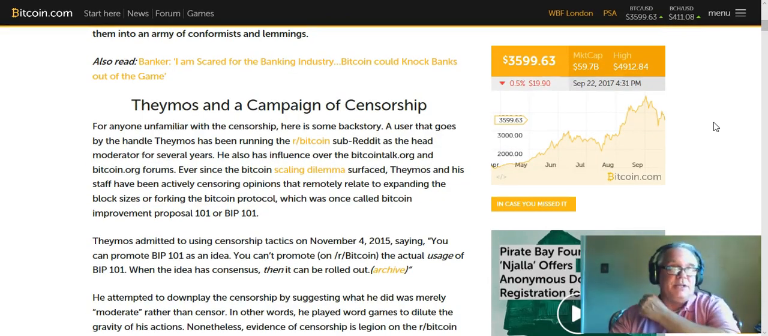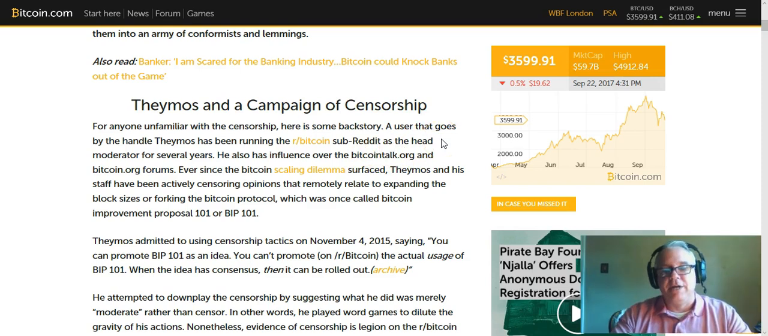And of course, it's leaving, like I said before, a back door open, a way to actually steal Bitcoin. And I'm going to get into that here in just a minute. But there's a story on here that talks about a guy named Thamos that was apparently running what was called r Bitcoin's subreddit. I think it's like an offshoot of Reddit.